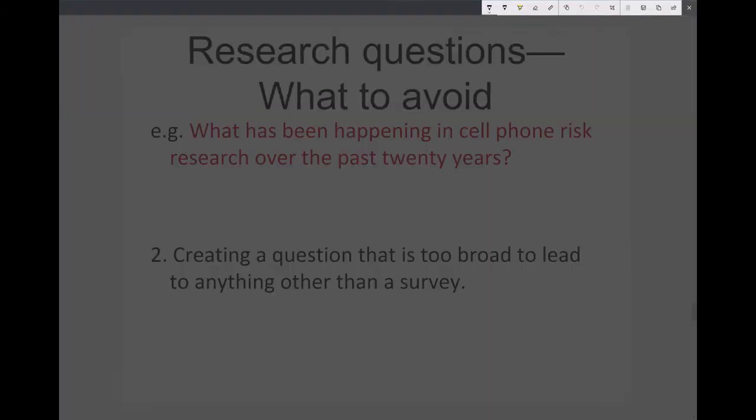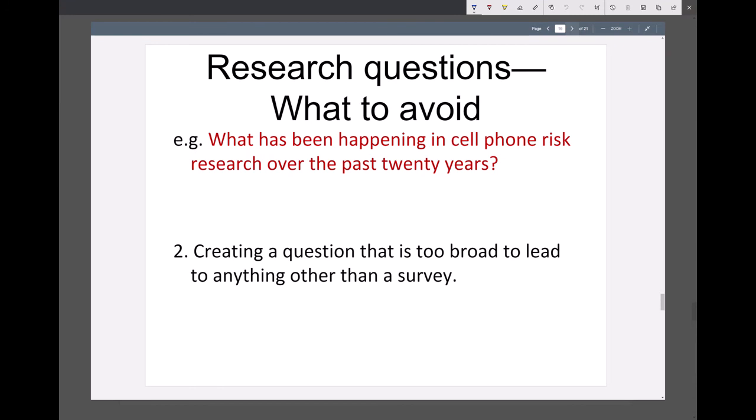Here's another type of question that you want to avoid. A question that is too broad. Again, a what question. What has been happening in cell phone risk? So that's already an informative question.